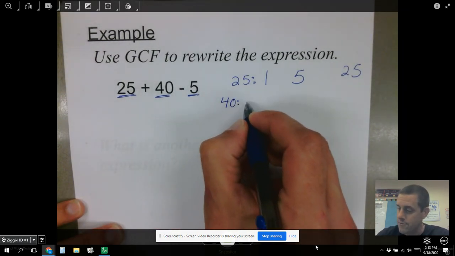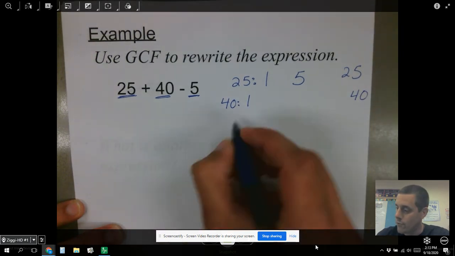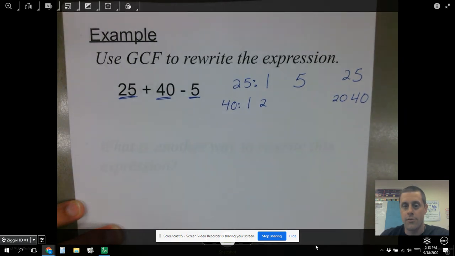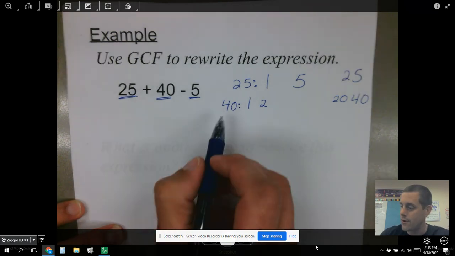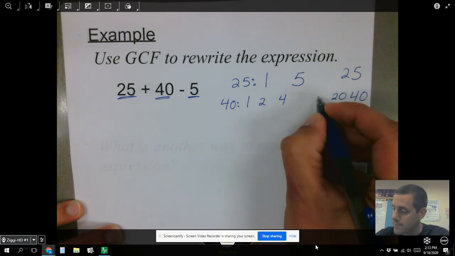Let's find our factors of 40, always starting with 1 times itself. So 1 and 40. 40 is even, so we can do 2 and 20. 4 plus 0 is 4. 4 is not a multiple of 3, so 3 is not a factor of 40. 4 will work. 4 times 10.